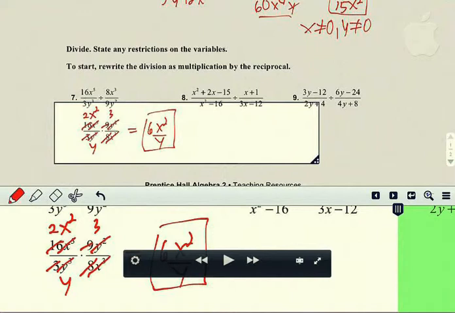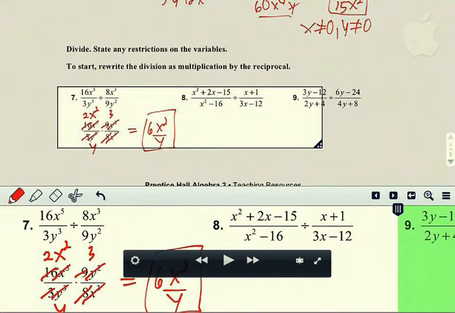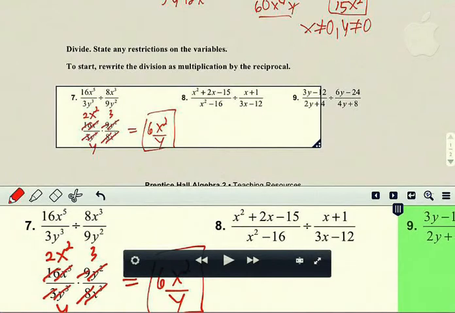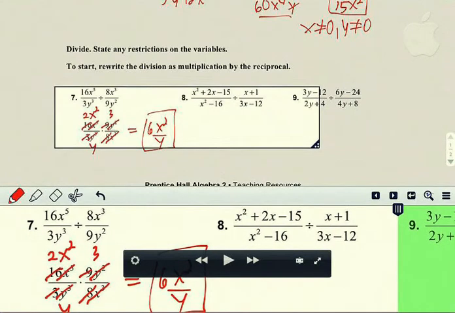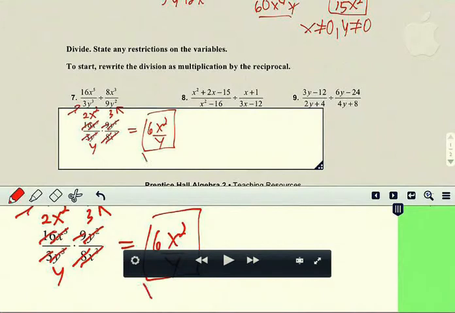As for the restrictions, we need to look back at the beginning. And after we turn things upside down, well, you notice y can't be 0 here, y can't be 0 there. So y can't be 0. And after we turn things upside down, we have x in the bottom, so x cannot equal 0 either.